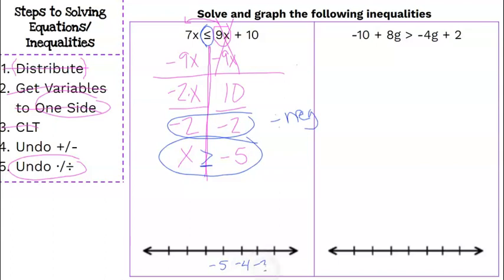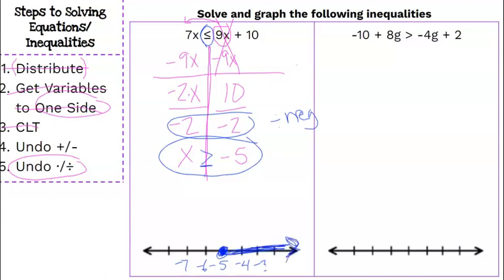Moving towards 0 on the right side, moving away from 0 on the left side of that -5 value. Close circle at -5 because we have that line underneath the inequality. And greater than, so we're going to move towards where 0 would be, which is to the right.